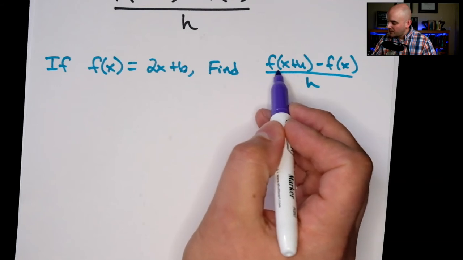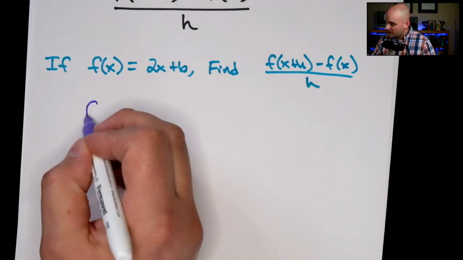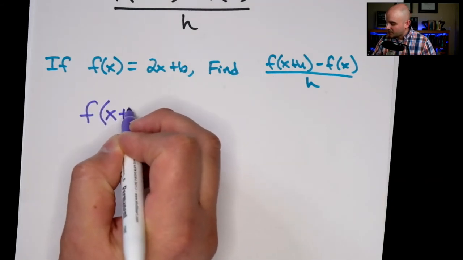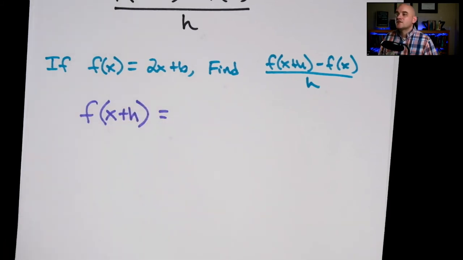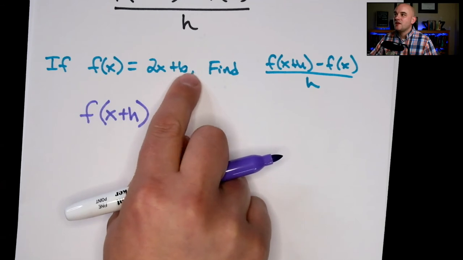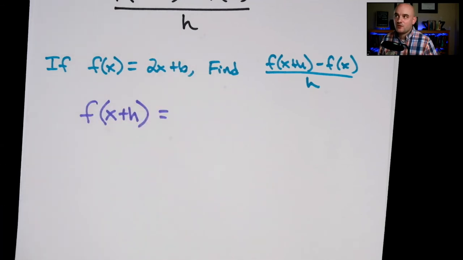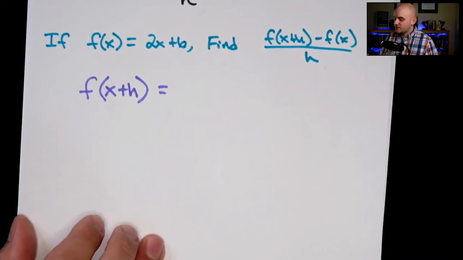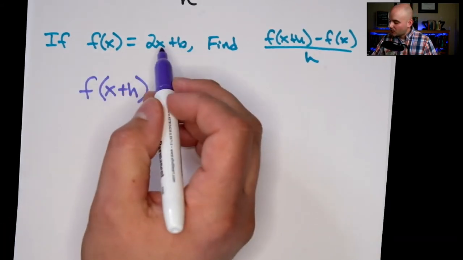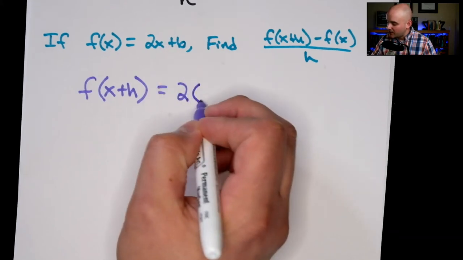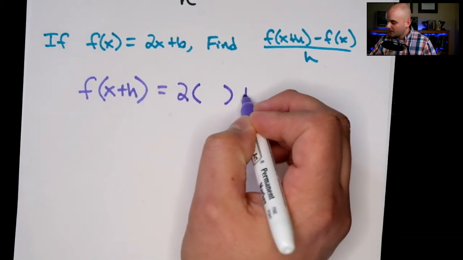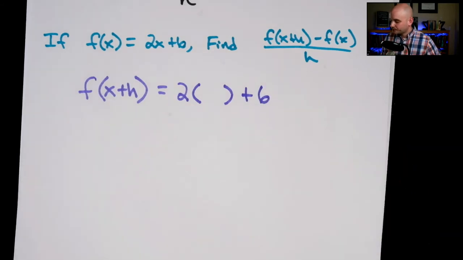The first thing we need here is to find out what is the f of x plus h. Now, some students will just throw a plus h on the end here. You don't want to do that, okay? Follow the directions that I have for taking the composition of functions, which means we are going to write out the f of x, and everywhere we see an x, put a parentheses in there. And then plus 6 right there.